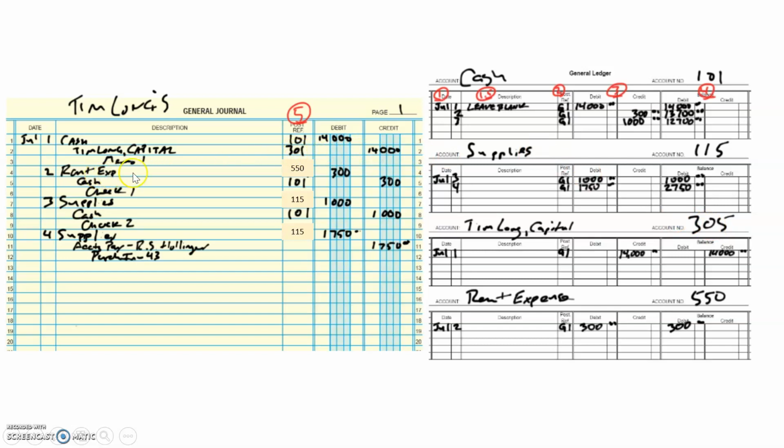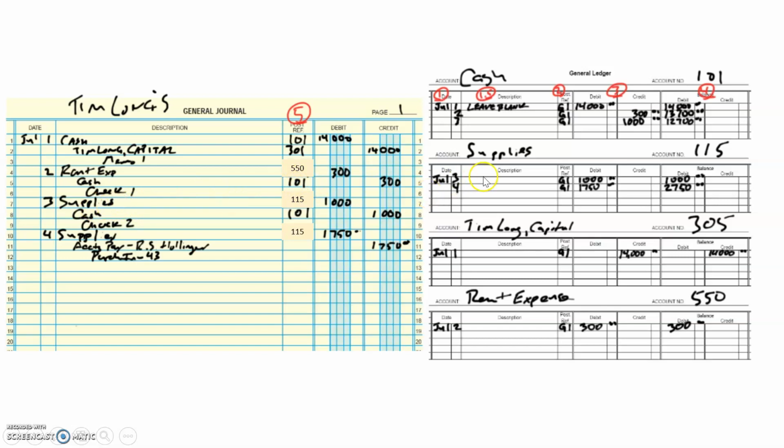Next transaction, July 2nd, rent expense, G1, $300 debit, debit $300 balance. Bring account number 550 on up. Now we're on to cash a second time. So July 2nd here, G1, we credit the account 300. Now the balance, well, we had a $14,000 debit balance. Debit is positive for cash. We credit the account $300. That means we're subtracting $300, so the new balance is $13,700. Bring that 101 on over to your journal page, and you're good to go with the next transaction.